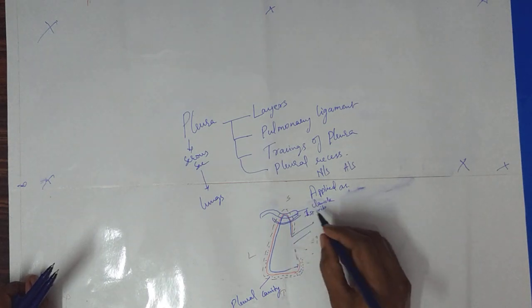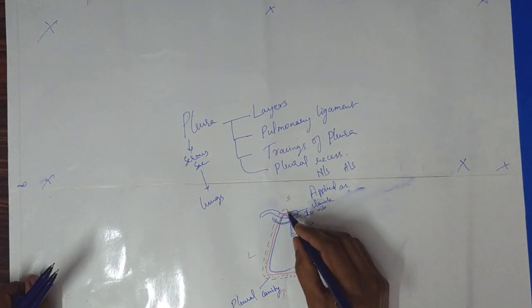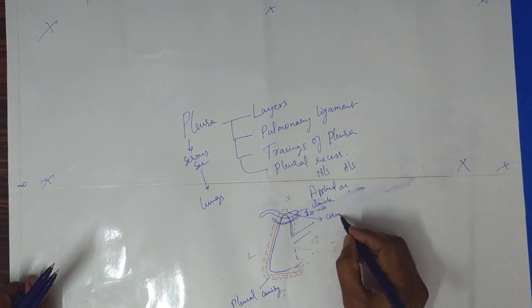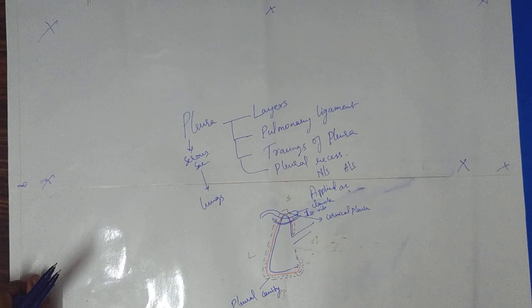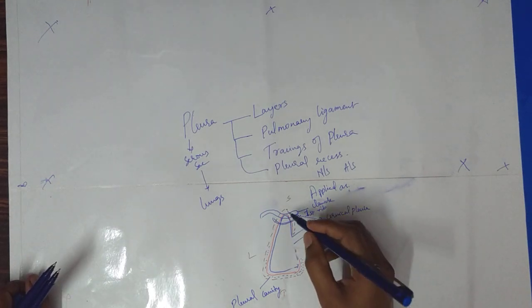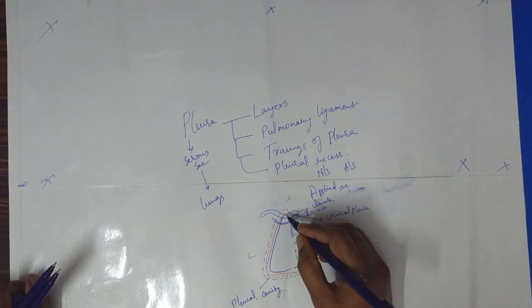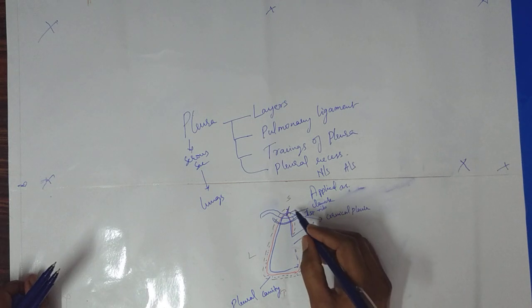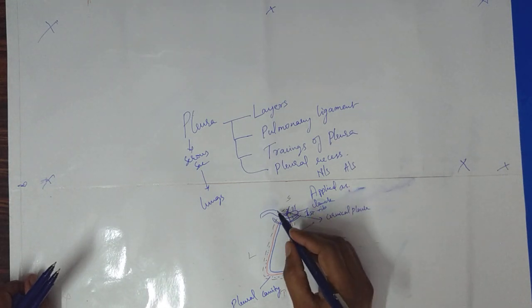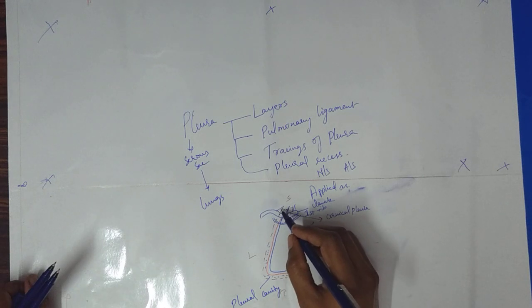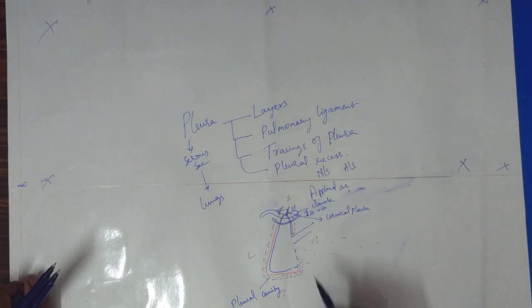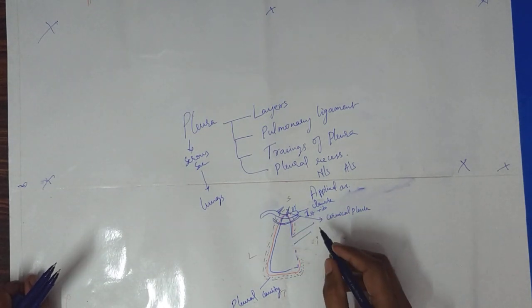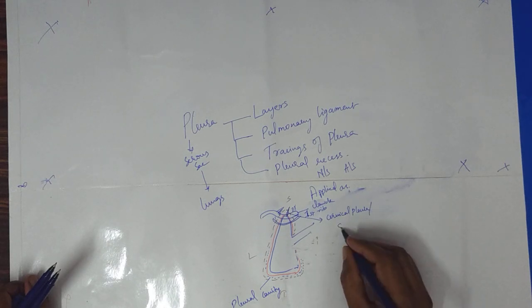So related with these, near the apex of the lung, we have the cervical pleura, that is part of your parietal pleura itself. The structures related here: anteriorly you have scalenus anterior muscle, medially the great vessels of the neck, laterally scalenus medius, and posteriorly you have the neck of the first rib.